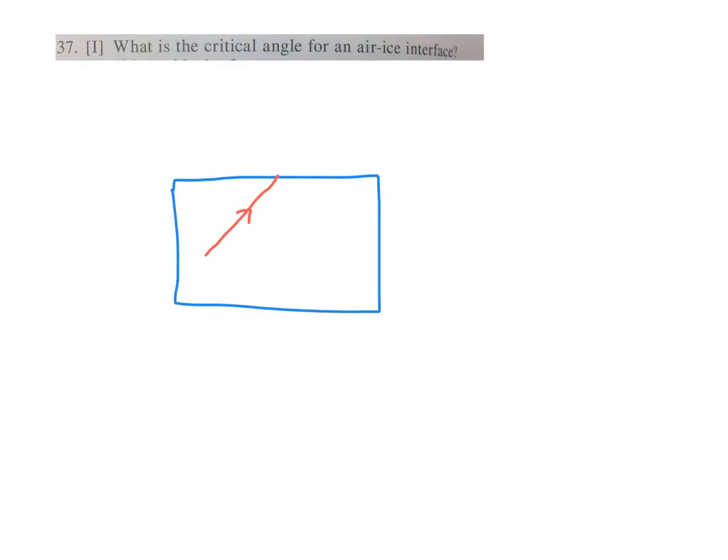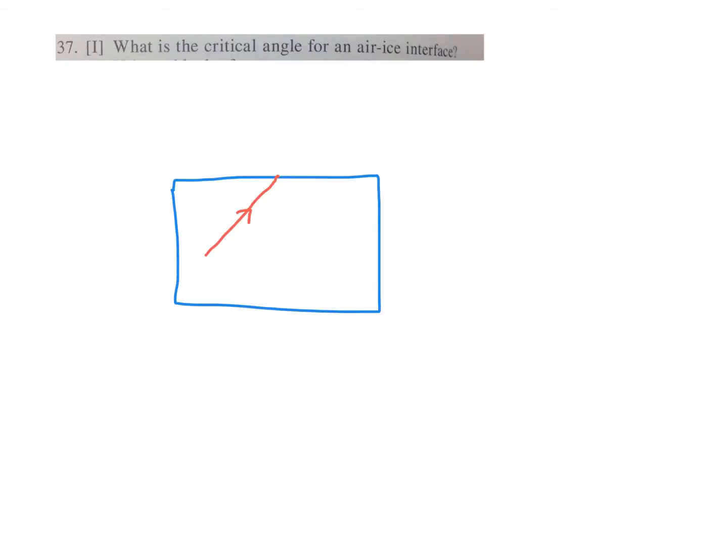Day 40, page 888, problem 37. This is supposed to be a chunk of ice. Once again, to have a critical angle, you need to be in the more dense going to the less dense, which we are in this case. It says air-ice interface. You have to be in the ice to get a critical angle because you cannot have one from air into ice.